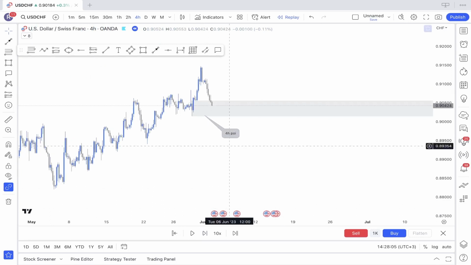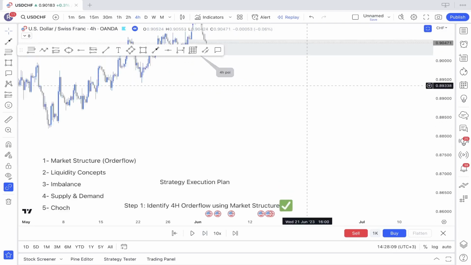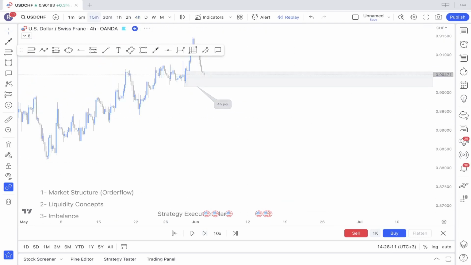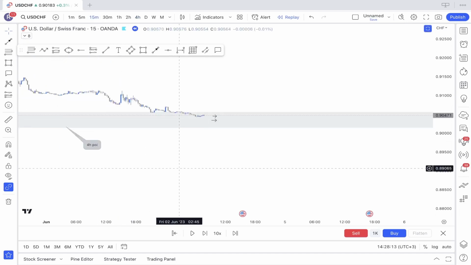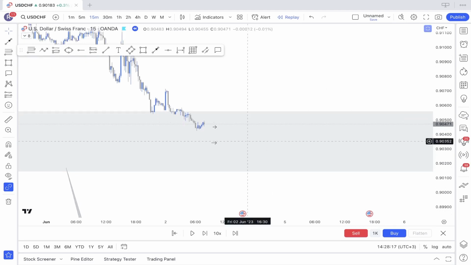Okay, and it entered, and right here we are going to wait for a liquidity grab on the M15 time frame. Okay, so we are going to drop to the M15, and on the M15 we are going to wait for a liquidity grab. So now we are in the 4-hour point of interest.